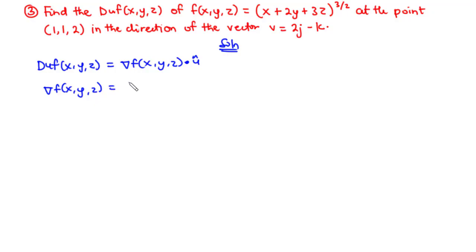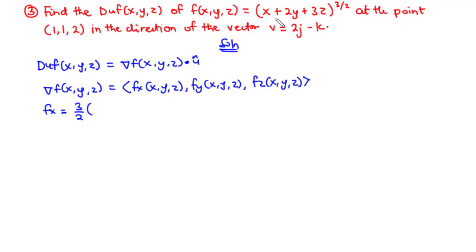to be equal to the vector which has components fx of x, y, z, comma fy of x, y, z, comma fz of x, y, z. So we are going to find fx, fy, and then fz. So for fx, that is the partial derivative of the function with respect to x. We are going to consider this function, and then we differentiate with respect to x. We keep y and then z constant. Now using the shortcut form of the chain rule, we are going to drop down the exponent, which is 3 over 2.